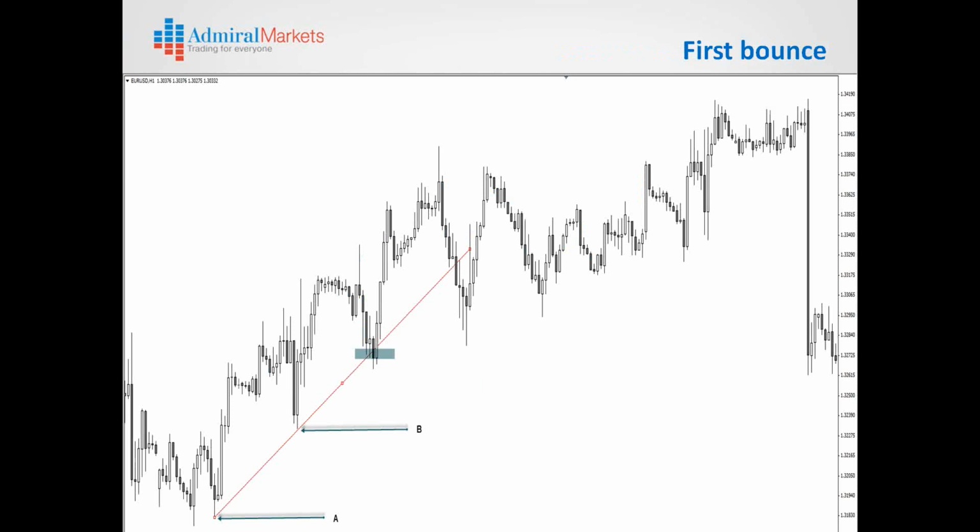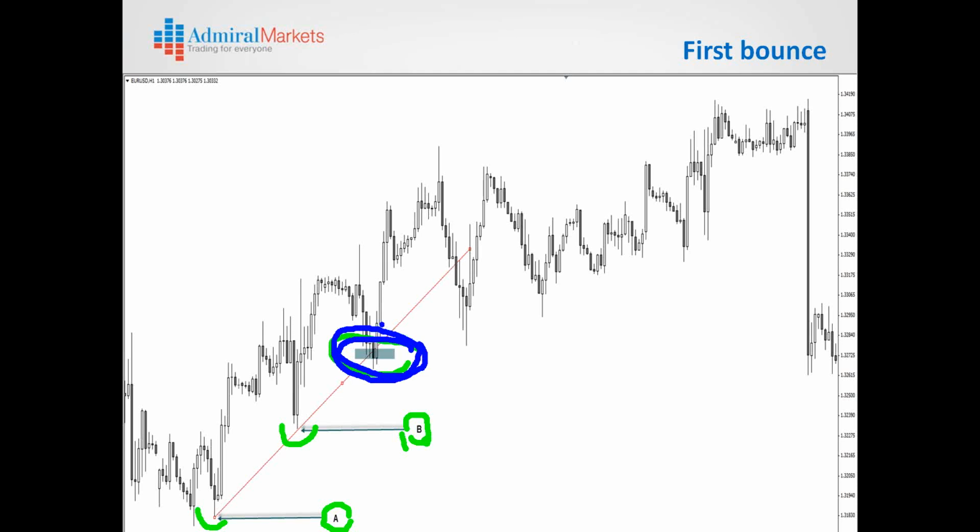For the first bounce of the trend line to be traded, we need to establish two swing lows, this is an uptrend. When both swing lows have been established, such as this point A and point B, then we wait for the price to come close or touch this highlighted point. So anywhere from these 4 1-hour candles can be our entry point.